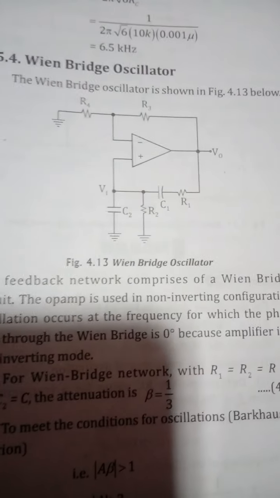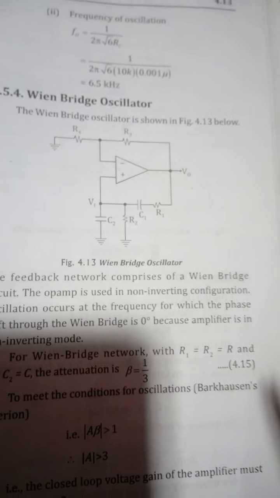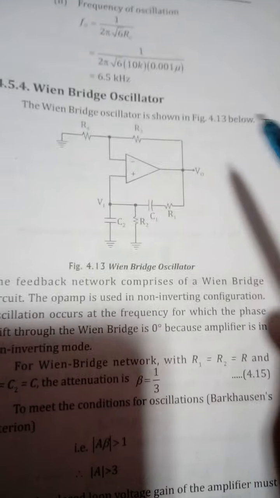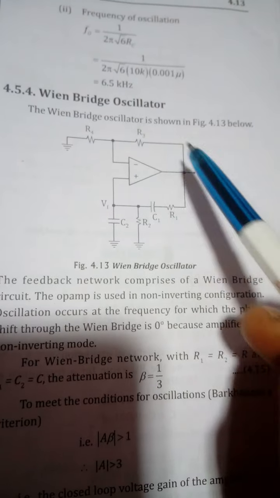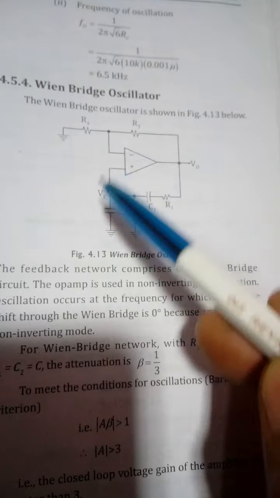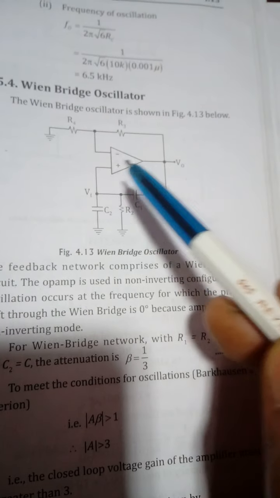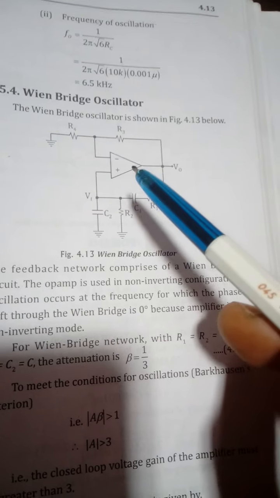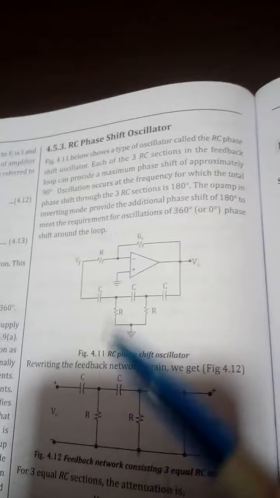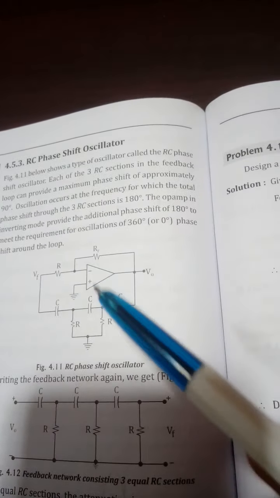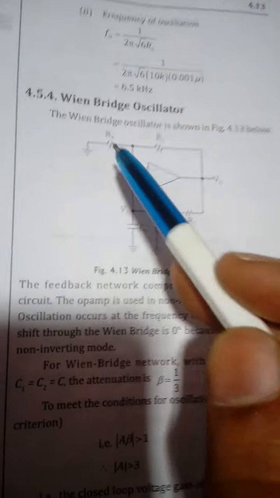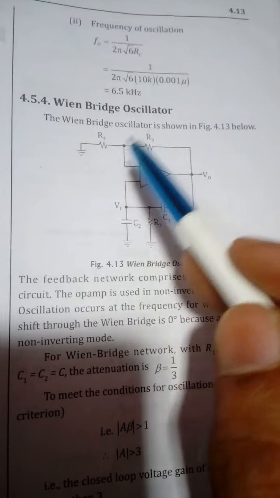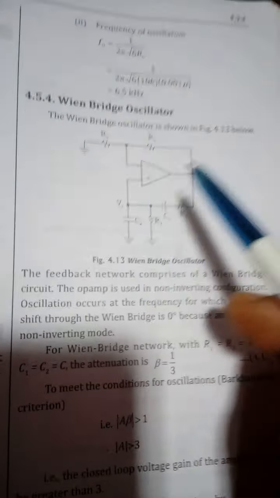Now we will see one more oscillator, which is called a Wien bridge oscillator. Here you can see a different kind of feedback for the inverting terminal and non-inverting terminal. Earlier you saw it for the inverting terminal like this. The non-inverting terminal was grounded, but in this case, for the inverting terminal you have a feedback and the input resistance as it is, which is connected to the ground.